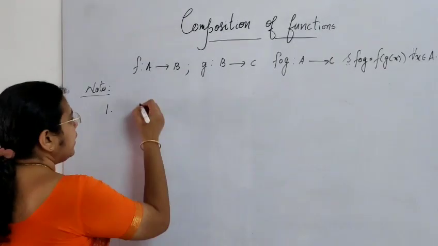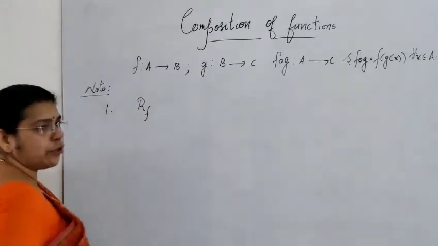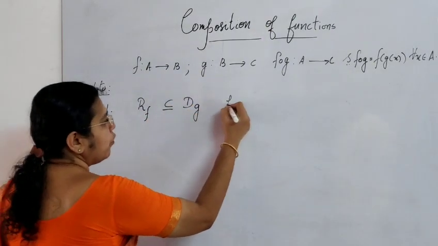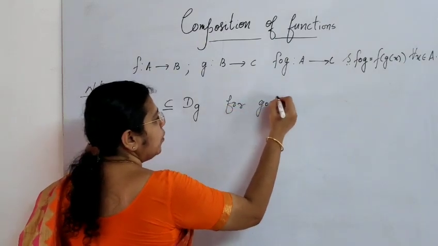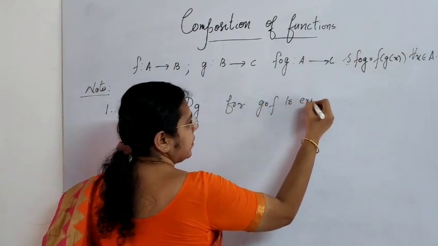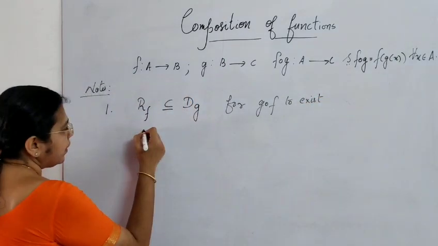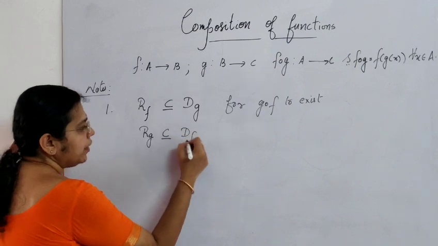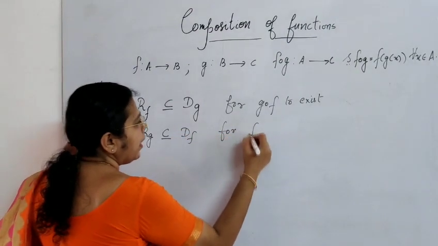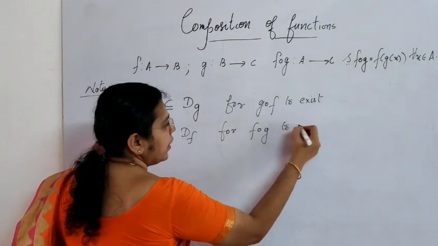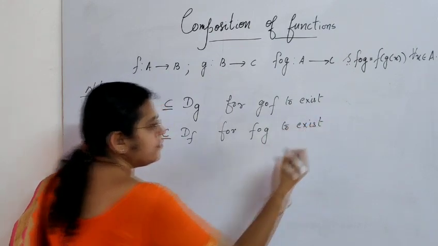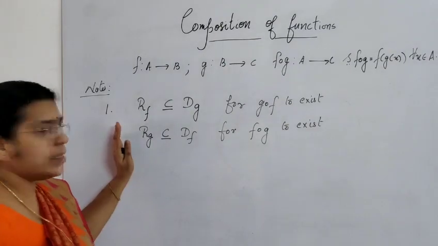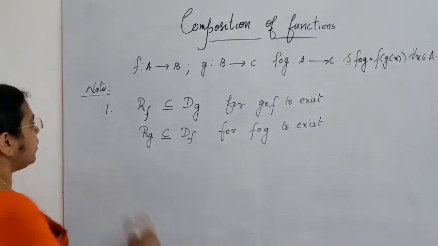What was that? The range of the function f should be a subset of the domain of g for gof to exist, and the range of g should be a subset of the domain of f for fog to exist. So I had discussed all these things very clearly in the previous session. Okay, so this is the first note that comes under this session.